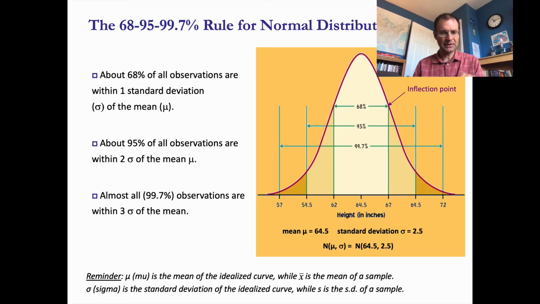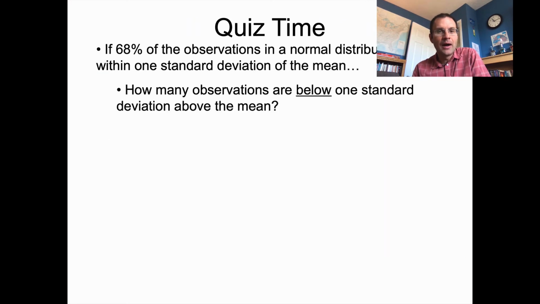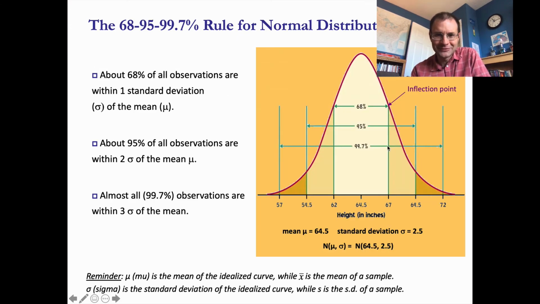I'm not going to say more about that note at the bottom because I've already talked about it. But I do want to jog your memory or give you a pop quiz here, just to make sure that you understand what this means. So if I say 68% of the observations in a normal distribution are within 1 standard deviation of the mean, how many observations are below 1 standard deviation above the mean? And to put that in graphical terms, what I'm asking is, at this point, which is 1 standard deviation above the mean for this particular distribution, how much of the distribution is below 1 standard deviation above the mean?